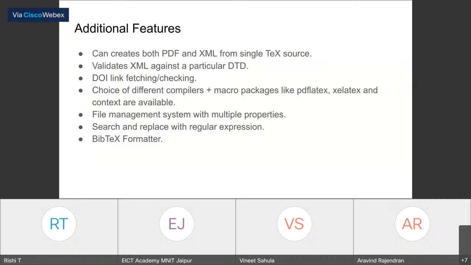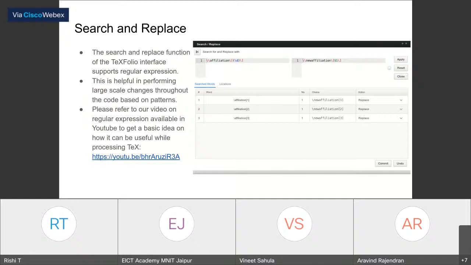It can also search and check DOI numbers, which is very crucial for certain journals. Techfolio has a search and replace function that supports regular expression or regex. This function is very useful in replacing codes with same patterns. Techfolio also has a BibTeX formatter. The search and replace function is very handy while coding in any language. And this function in Techfolio supports regex as well.